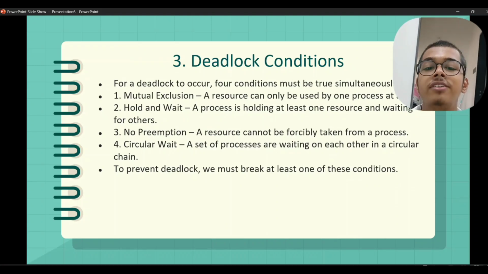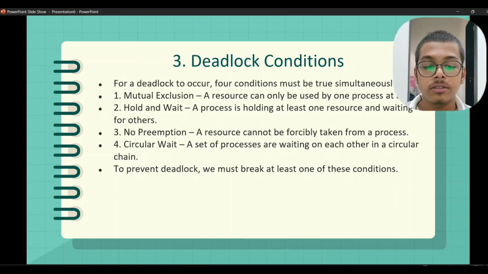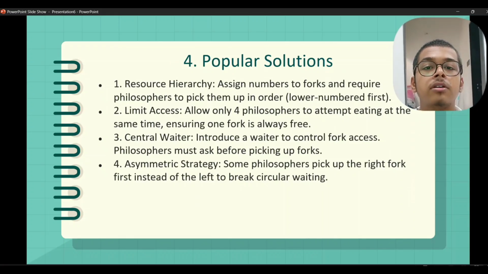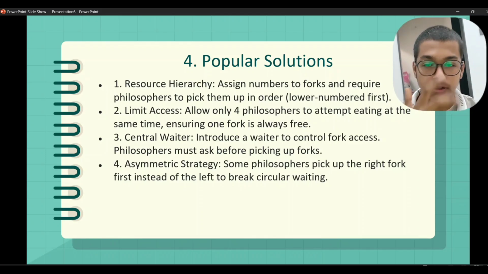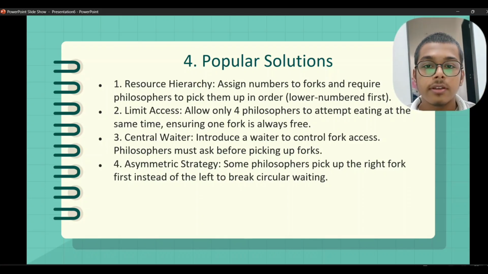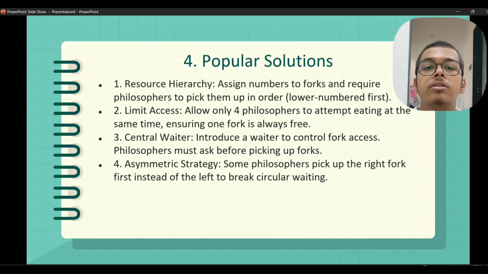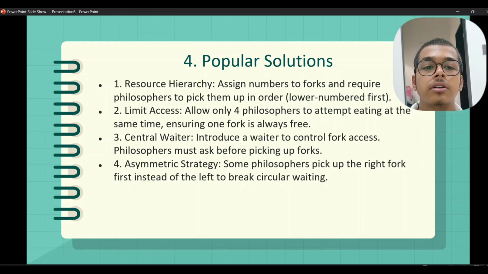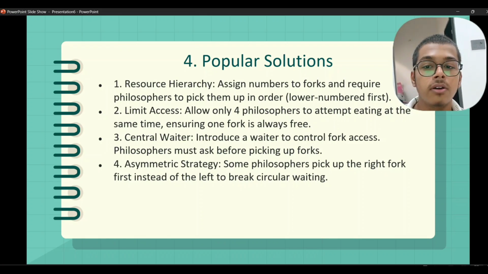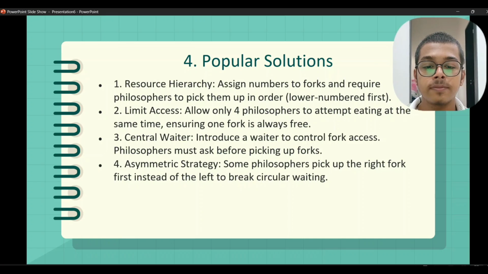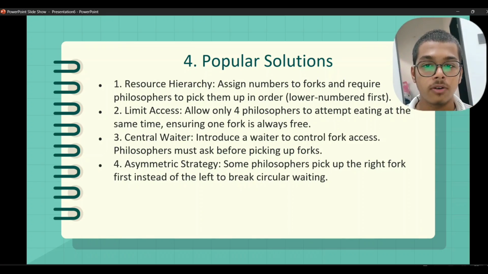Now to prevent deadlock, we must break at least one of these conditions. Okay, what are the popular solutions for the dining philosopher's problem? Let's take an example of a solution: resource hierarchy. Assign numbers to forks and require philosophers to pick them in order, lower number first. Suppose philosopher 1 picks chopsticks 0 and 1, eliminating the condition for deadlock.